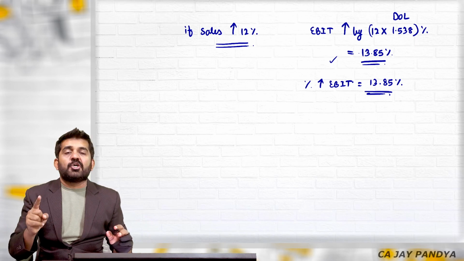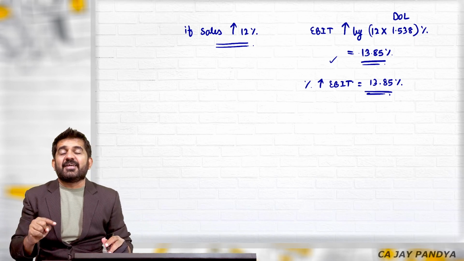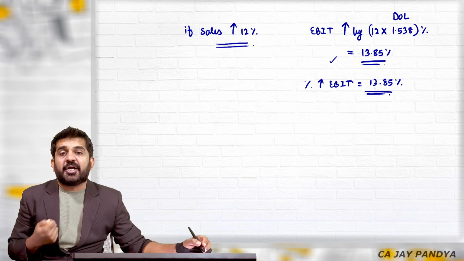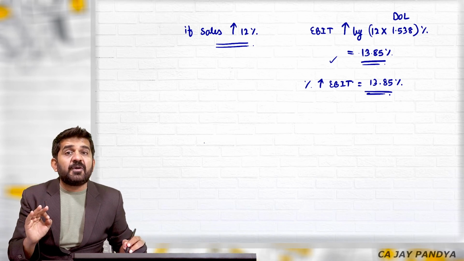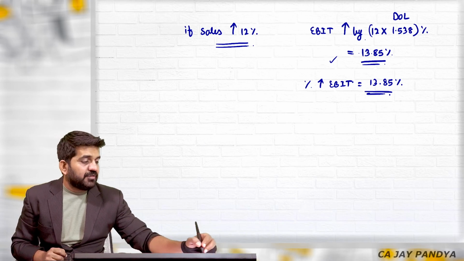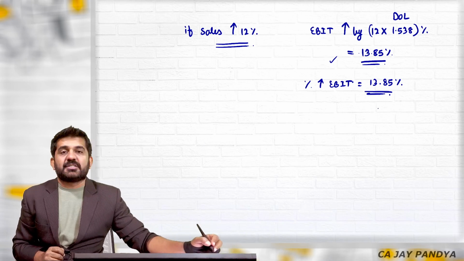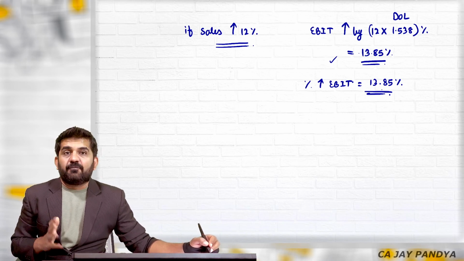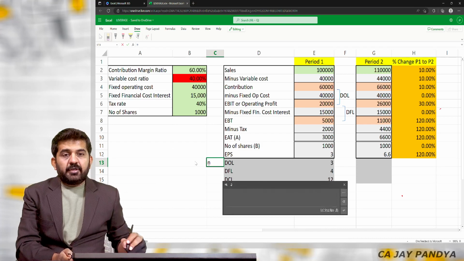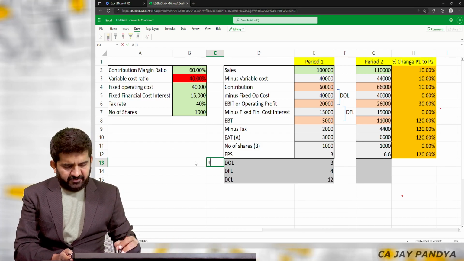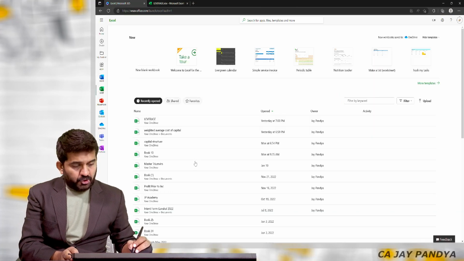Don't increase your sales by 12% and see what is the effect on EBIT and verify whether your answer is correct or not. You should be confident enough to understand that your answer will be correct. If the sales increases by 12%, EBIT will increase by 13.85%. In classroom, we can solve this. Classroom, we are not having any problem, but in examination, you should not do it.